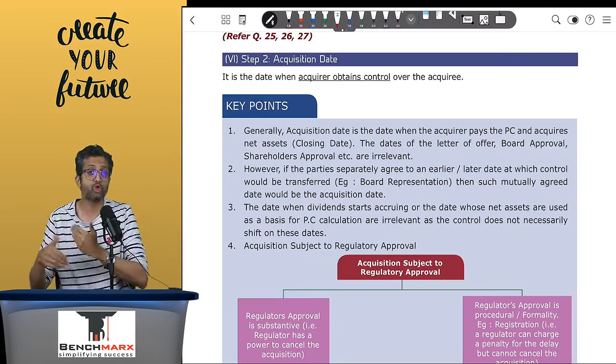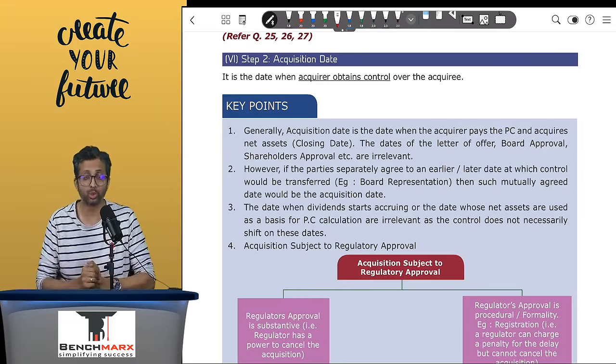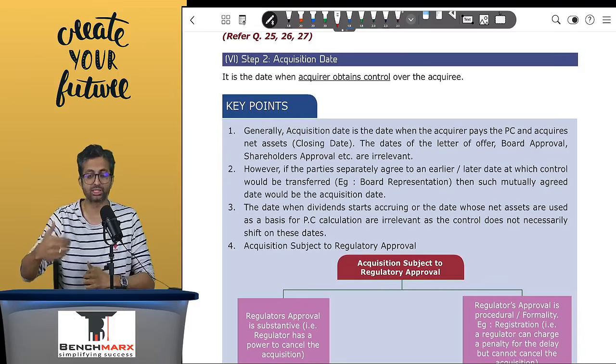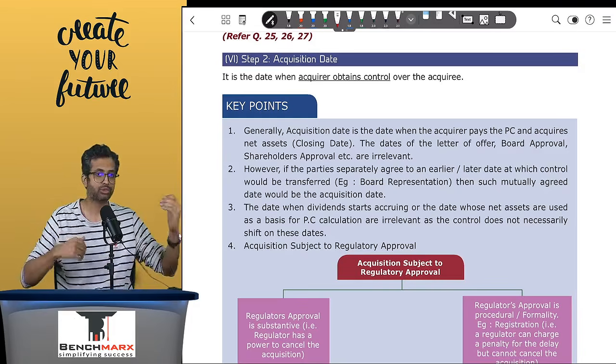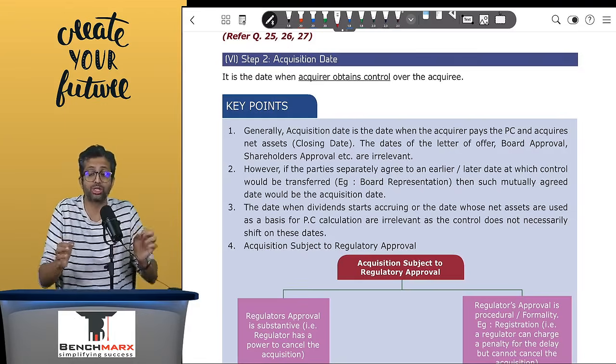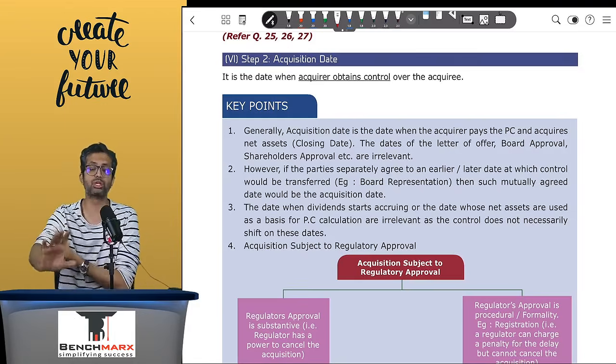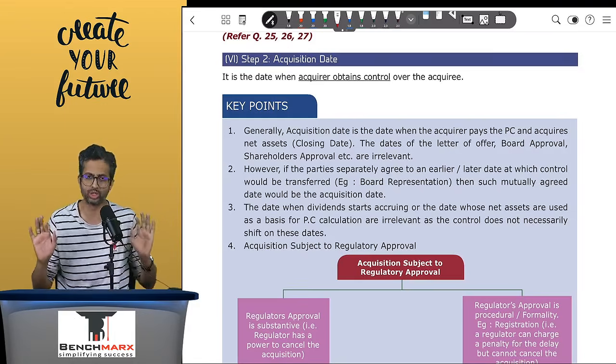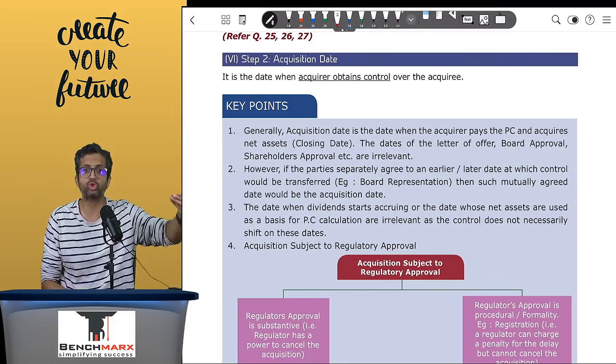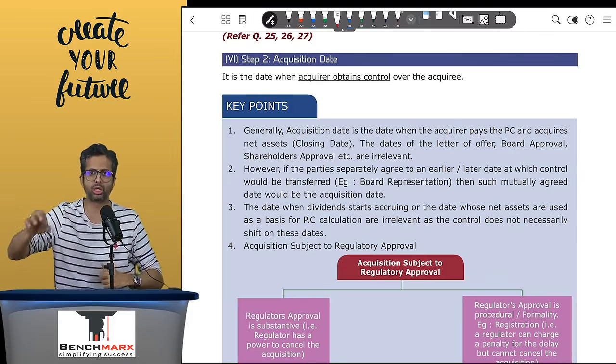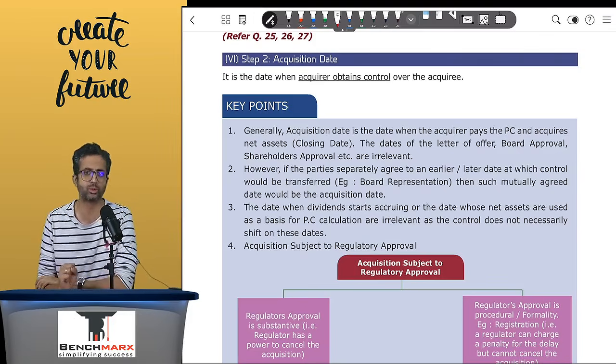Certain times your acquisition may be subject to regulatory approval, and if regulatory approval is substantive, that is, a regulator has the ability to cancel the merger as well, in which case you cannot say that your acquisition date is a date before the regulatory approval is obtained. It is only the date which is mutually agreed or the date when the regulator gives approval, whichever is later, which will be the acquisition date.